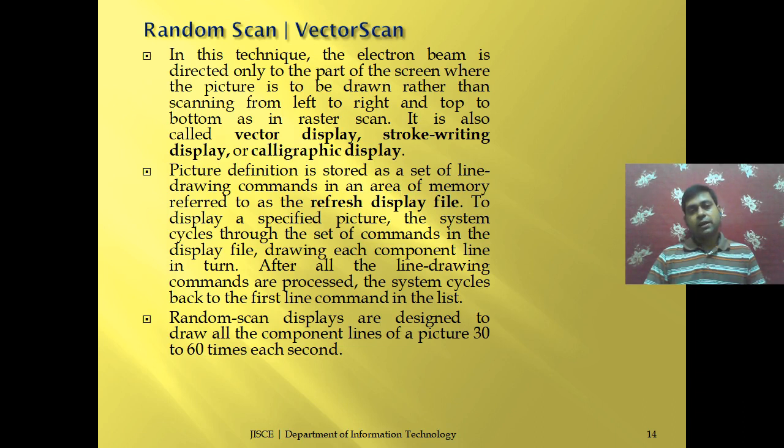Now let's talk about the random scan, and after that we will also discuss the difference between random and raster scan. So here random scan is also called a vector display, stroke writing display, or calligraphic display. Basically here every pixel is not scanned like raster, but the gun is putting the light on the screen exactly at the position where the image should be.